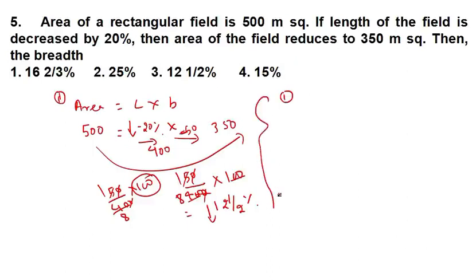Now you use your first method just to verify whether the answer is right or wrong. We know that length into breadth equals area. Here it is written that length got reduced by 20%. We know that 20% means 1 by 5. It got reduced means before it was 5, now it became 4. And breadth is not mentioned, but here you cannot write 1 because area is given. Before area was 500, now area is 350.